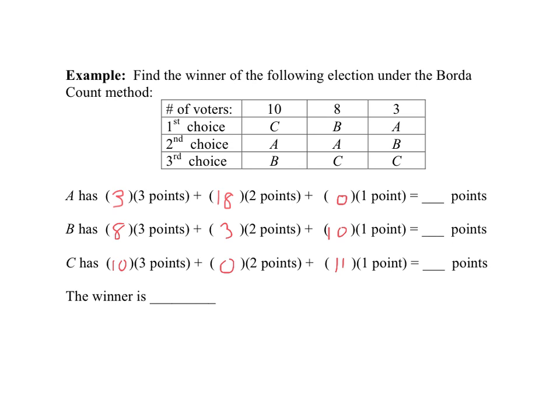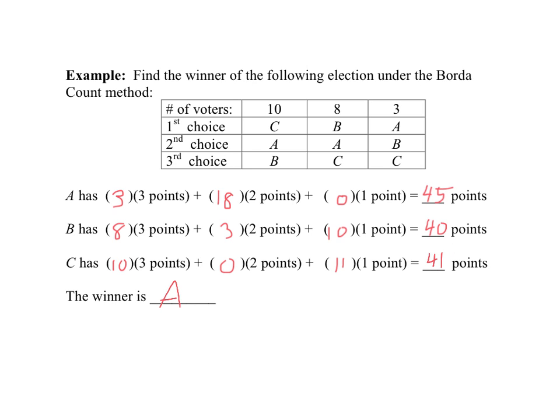So we tally these up. So A has 3 times 3 is 9, plus 36 is 45 points. B has 24, plus 6 is 30, plus another 10 is 40 points. And finally, C has 30 points worth of first choice votes, plus another 11 points from last choice votes. That gives you 41 points total. And the winner is A.